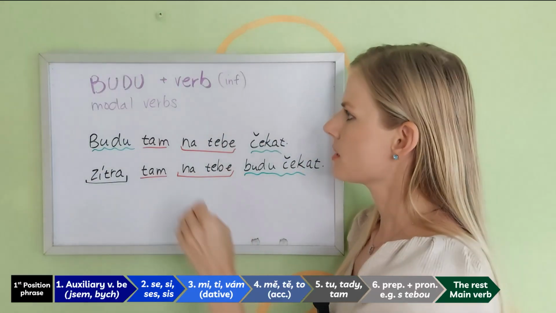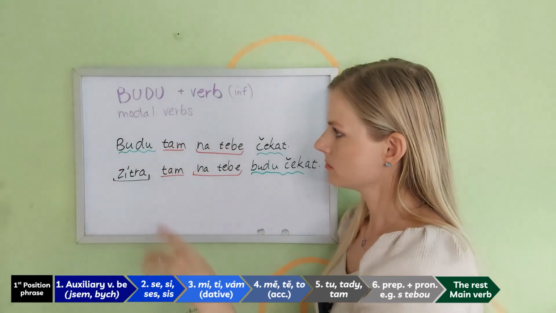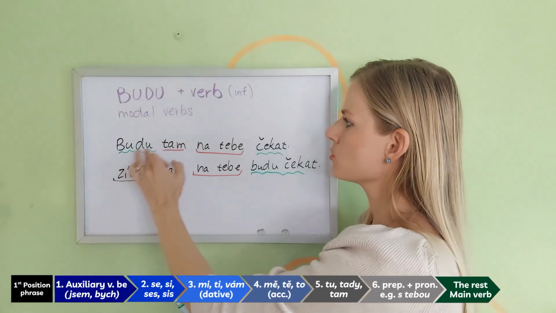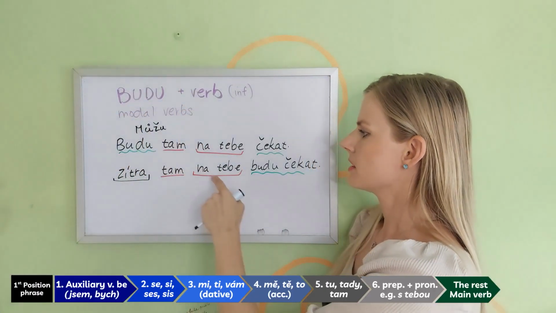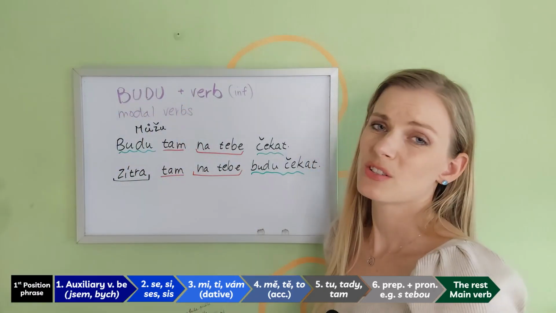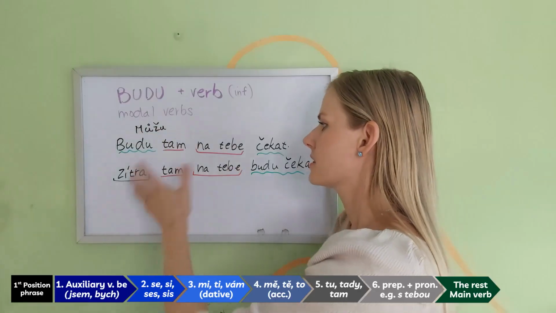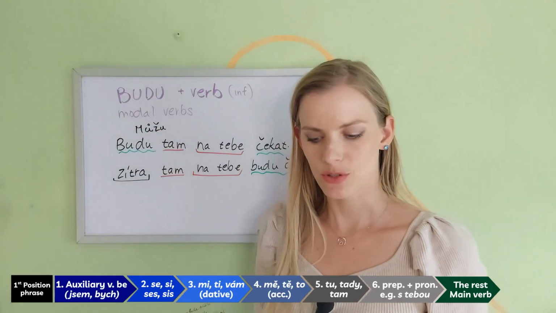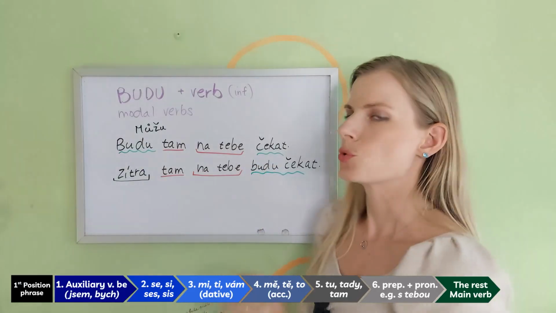And this also applies for modal verbs. If I said, I can wait for you there. If I said můžu tam na tebe čekat. It would be the same here. Zítra tam na tebe můžu čekat. There's a little bit more about the verb to be and the auxiliary verbs, but this is enough for now. Just so you're aware that this can happen with the word order.